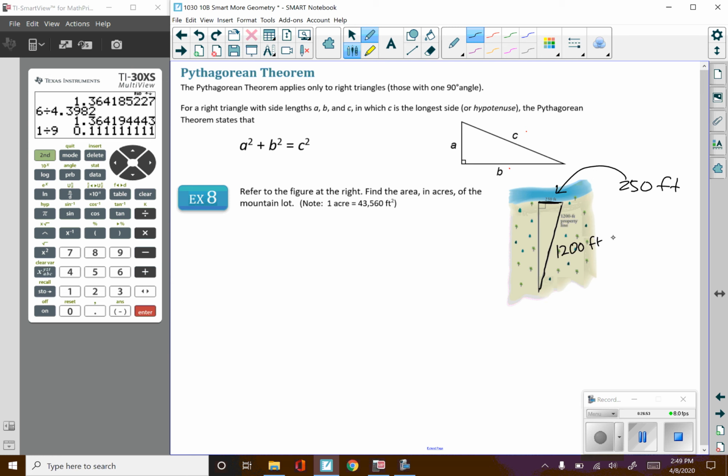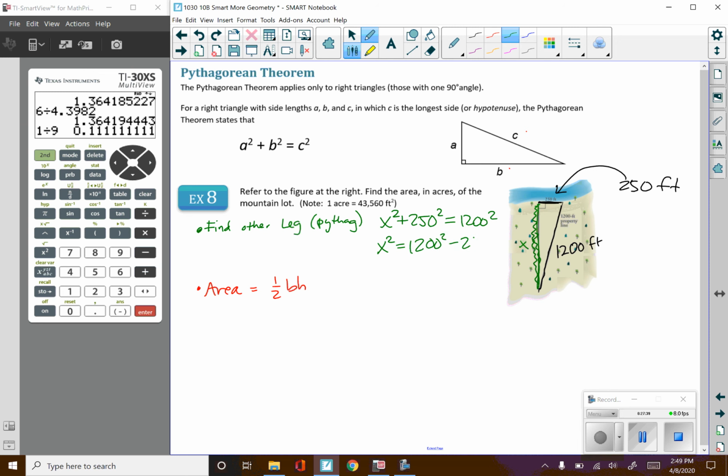So we want to find the area. To find the area of a triangle, it is 1/2 base times height. And so we need to know how long this leg of the triangle is. And that's where the Pythagorean theorem comes in. So we're going to first start by finding the leg with the Pythagorean theorem. So I'm going to call it x. So x squared plus 250 squared is equal to 1,200 squared.